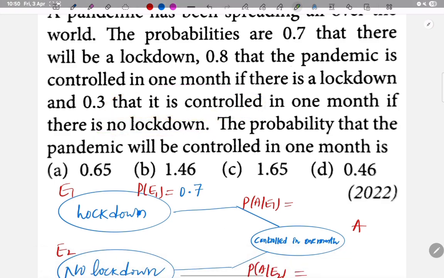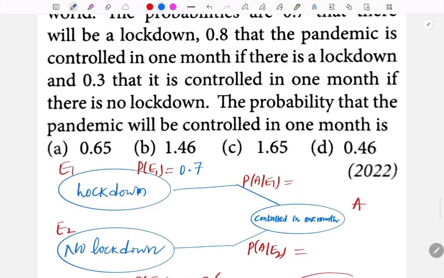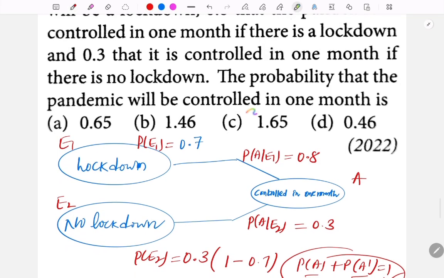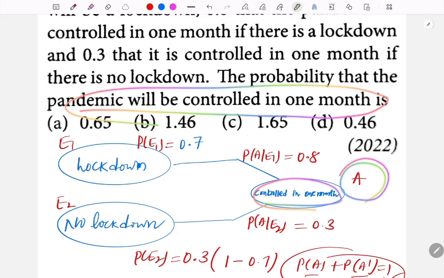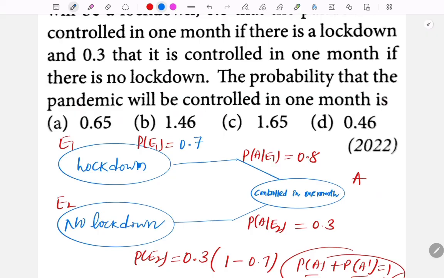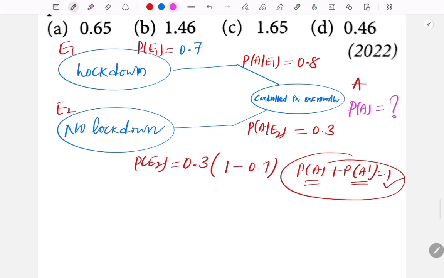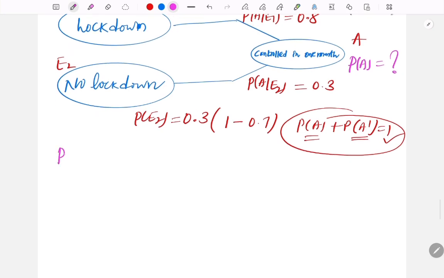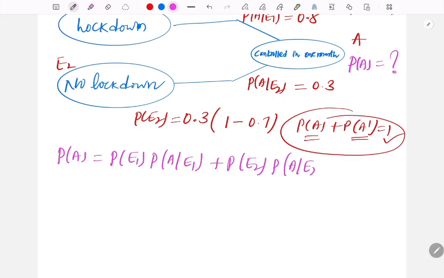Now write down both values here. First one is 0.8 and second one is 0.3. Clear? Now they are asking what is the probability the pandemic will be controlled in 1 month. They are asking P of A, right? Therefore we should find P of A equal to how much. Now write the P of A formula here. What is P of A? Probability of A equals P of E1 into P of A by E1 plus P of E2 into P of A by E2, right?